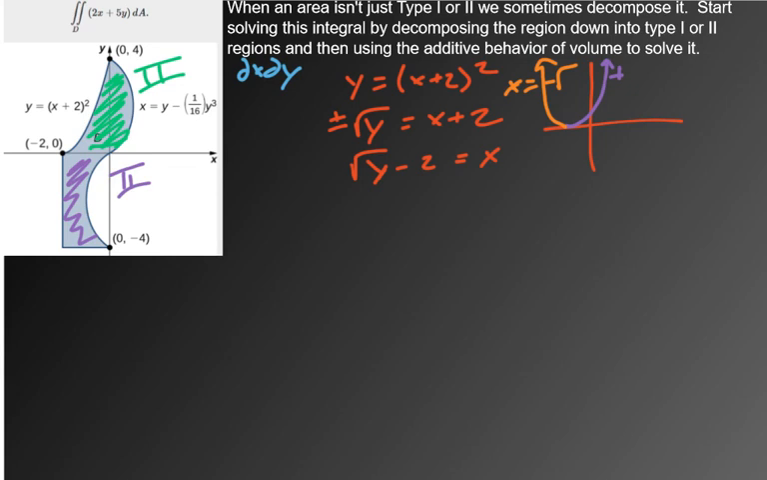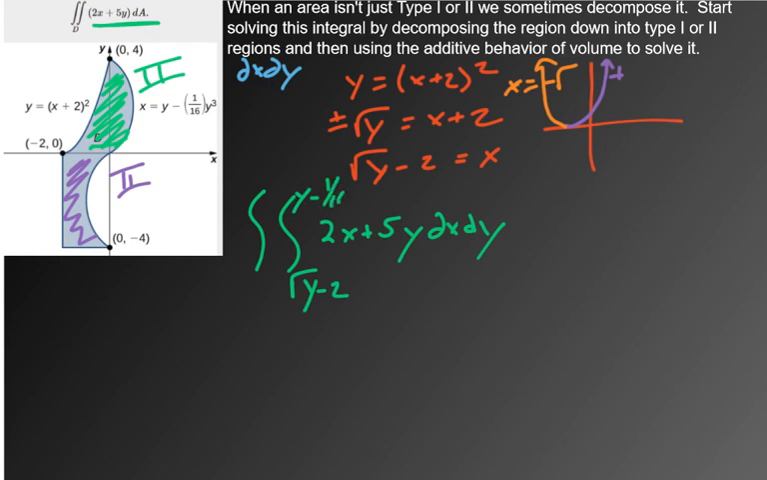And so my green integral is going to have 2x plus 5y in there. That's my function right up here. And then I'm doing dx dy. And then x is running from square root of y minus 2 over to y minus a 16th y cubed. So I just went from this curve over to here. And now I'm going to go bottom up, so 0 up to 4. That's the upper half, basically.